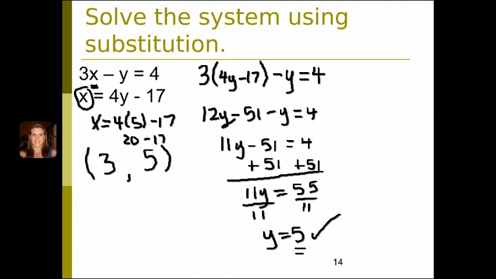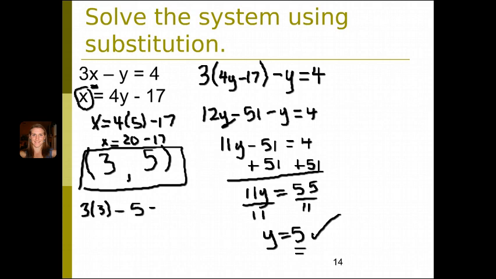Finally, the last step that we should always get in the habit of doing is double checking this solution. So we're going to take this 3 and we're going to plug it back into both x's. We're going to take the 5, plug it back into both y's. So we should see that 3 times 3 for x minus 5 equals 4. 3 times 3 is 9. 9 minus 5 is 4, so that's a good solution.